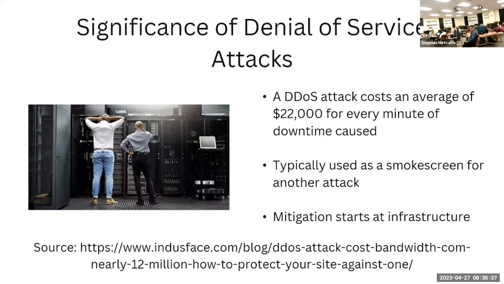And it can be used as a smoke screen for other attacks. So if your company is getting attacked, everything's down, everyone's freaking out, no one can work, a hacker could try to sneak another attack through that while you're trying to maintain the availability of your systems. And mitigation for denial of service attacks all starts at infrastructure: having firewalls in place to detect these attacks, having enough resources on the systems, and making sure traffic is routed throughout your network.